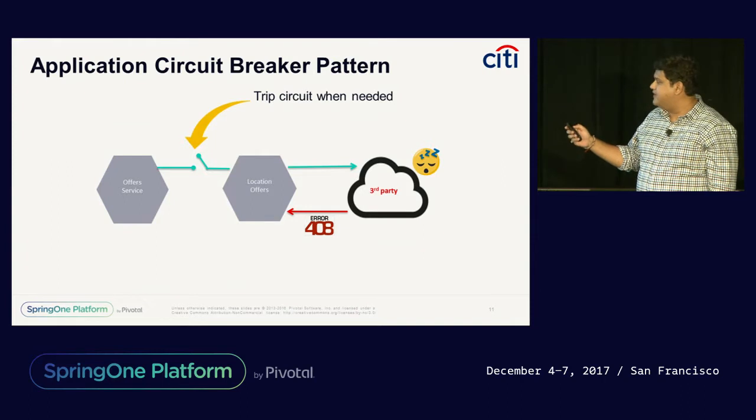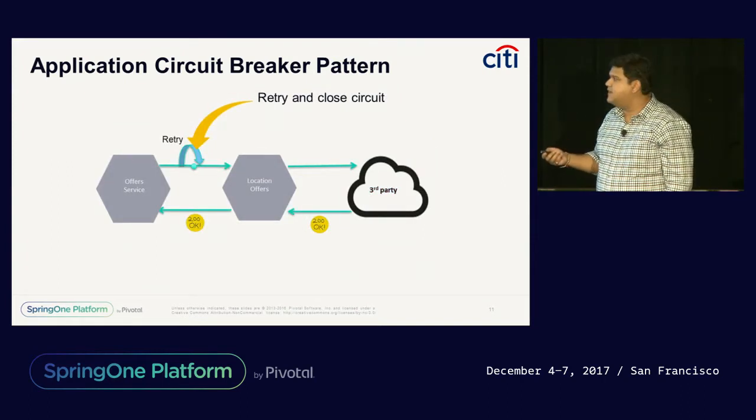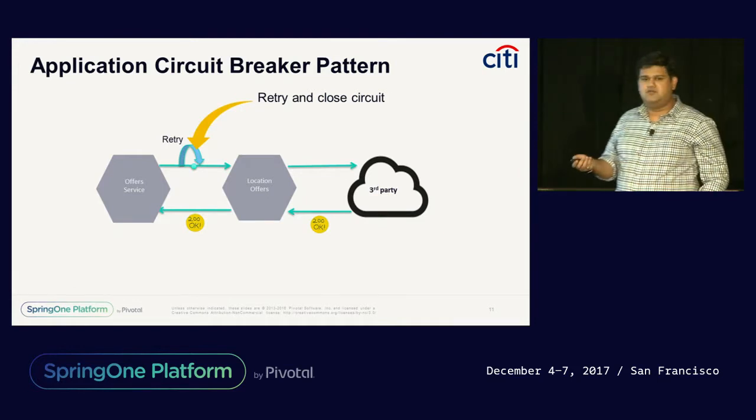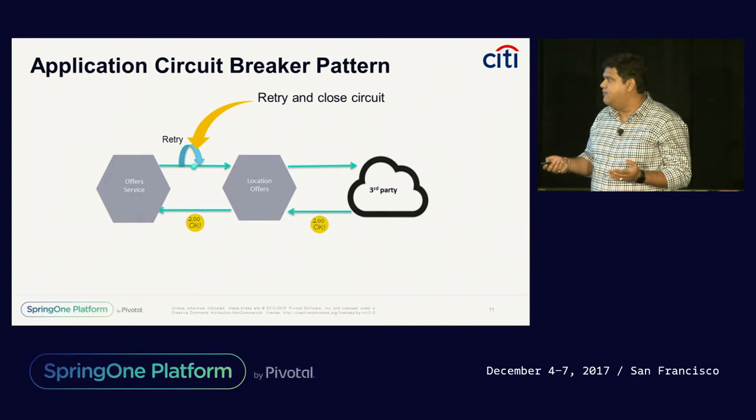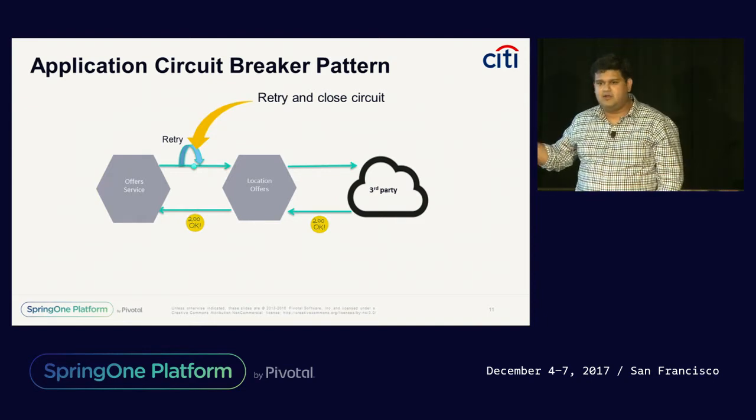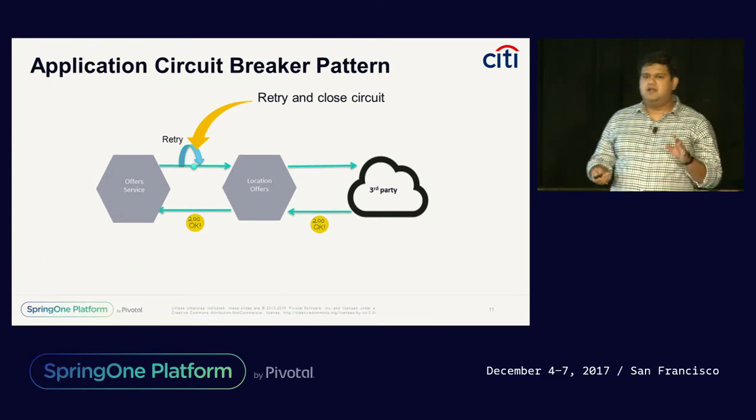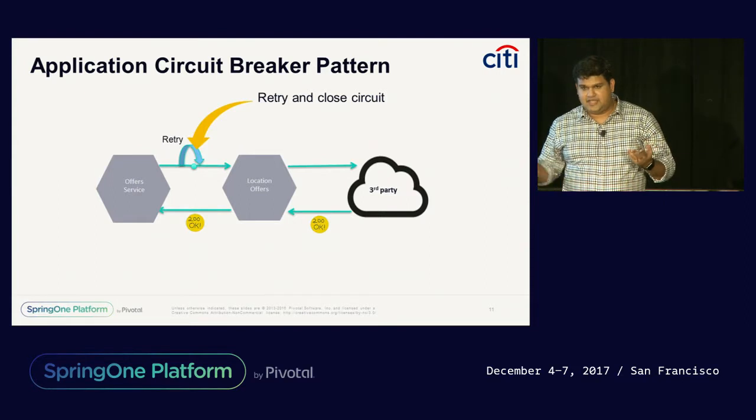And also it should have a retry mechanism. It should be an always alive system, so it should have a retry mechanism which should be able to detect that location offer service has now recovered or rectified its fault. And the moment it does that, it should be able to close the circuit again so that the system is regained back to normal.